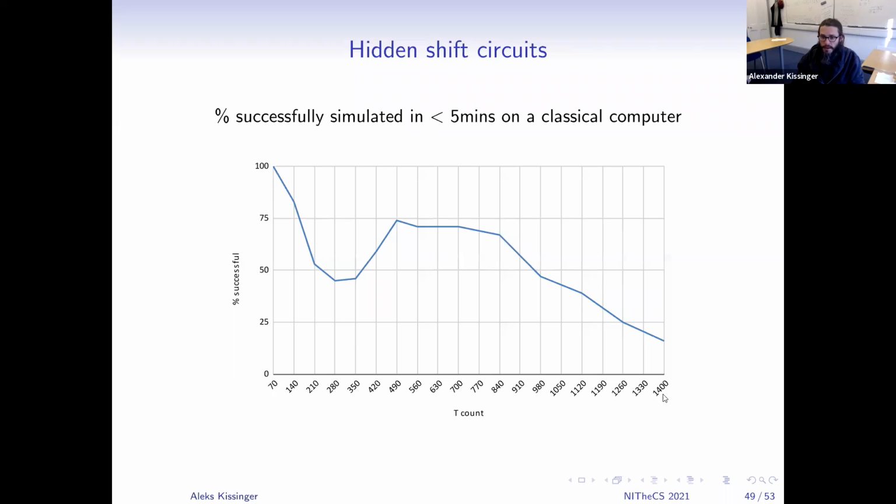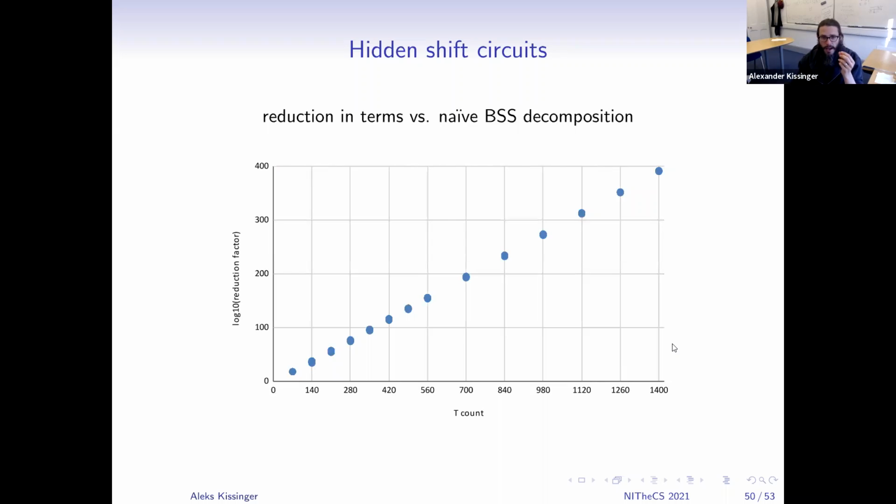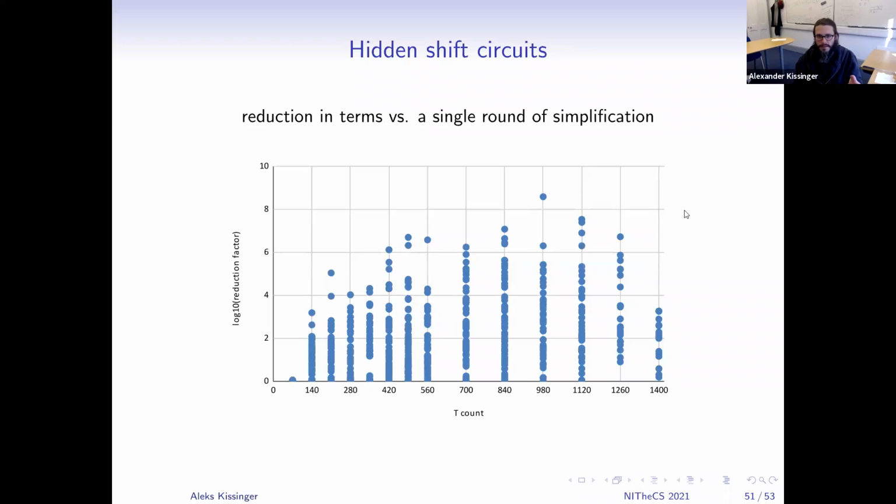But even at well over 1,000 T-gates, so now you're talking far beyond the age of the universe to simulate such a circuit with the naive strategy, still we're succeeding about 15 to 18% of the time. So this was quite dramatic. And if you see what kind of reduction factor we have in the numbers of terms, right here at the edge we are reducing things by almost 400 orders of magnitude. And even comparing this to a single round of simplification, this interleaving ZX and decomposition trick is improving things by like 8 orders of magnitude at the top here.